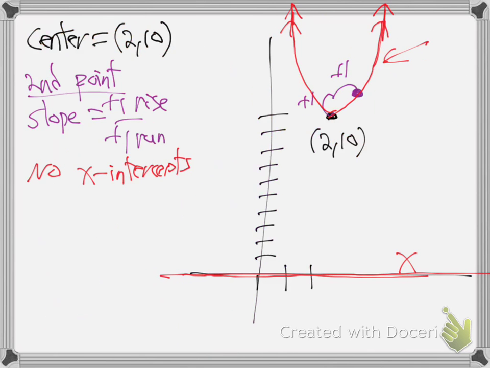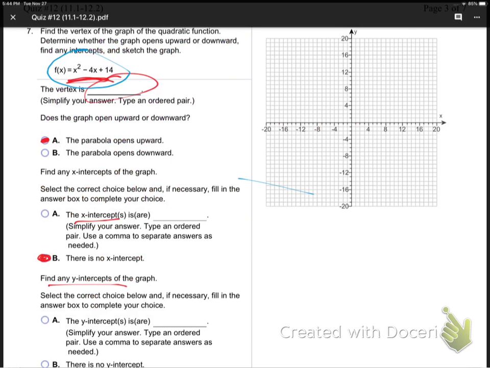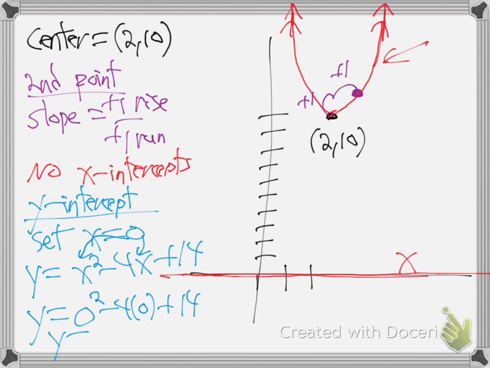Finally, find the y-intercepts. How do we find y-intercepts? For intercepts, you set the opposite letter to 0. So to find a y-intercept, you make x 0 in the original equation. Let's go back to the original. So y equals x squared minus 4x plus 14. And then you just plug in 0. So you're going to get 0 squared minus 4 times 0 plus 14. These are just gone. Y is just 14. So the y-intercept is 14.